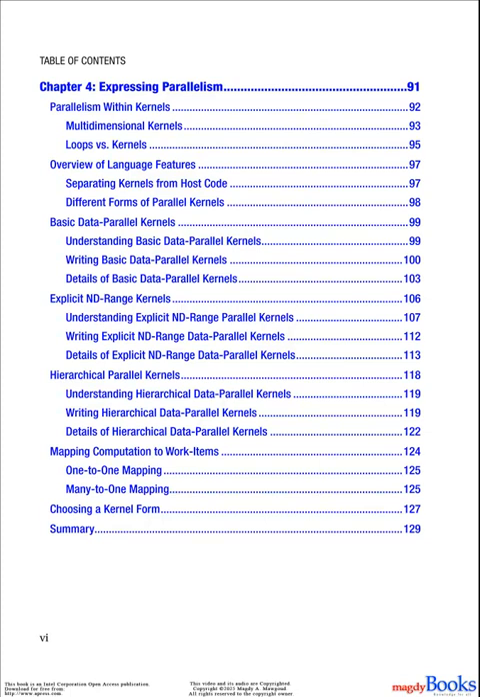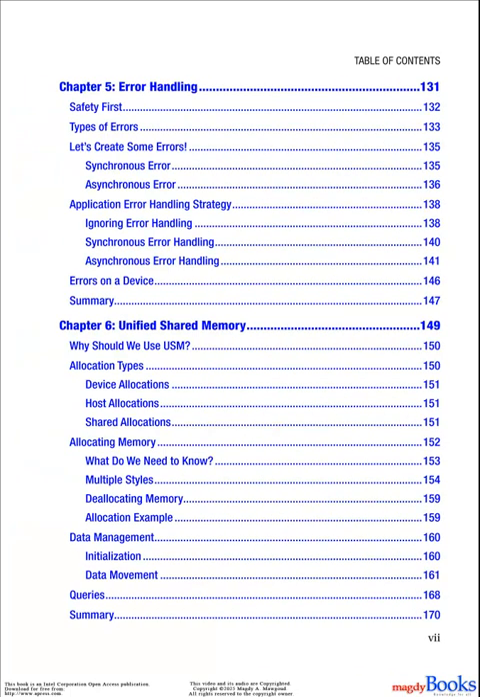Hierarchical parallel kernels. Understanding hierarchical data parallel kernels. Writing hierarchical data parallel kernels. Details of hierarchical data parallel kernels. Mapping computation to work items. One-to-one mapping. Many-to-one mapping. Choosing a kernel form. Summary. Chapter 5. Error handling.